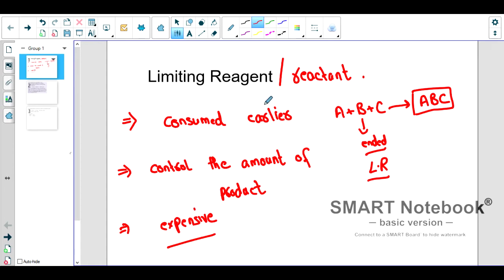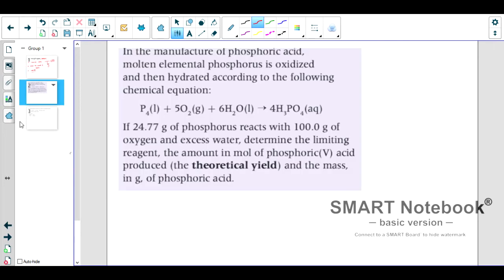Now let us see an example of how we can find this limiting reagent. We have an example in which we are manufacturing phosphoric acid with the help of phosphorus, oxygen and water. The quantities are given to us and we want to see out of these three which one is the limiting reagent. In a stoichiometry question, two things are very important.